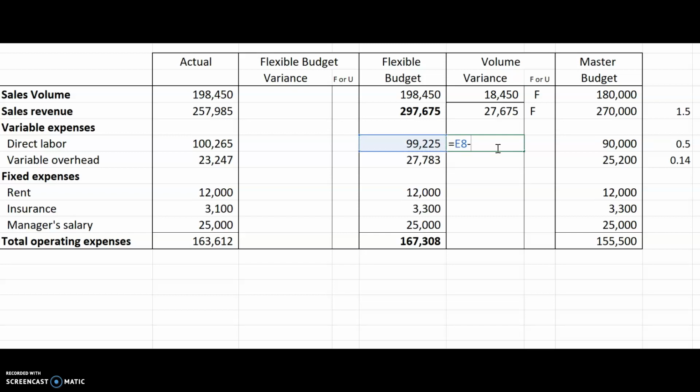Our variance for direct labor comes to 9,225. Since our direct labor is higher, that's unfavorable. Costs are higher, that's unfavorable. Same for our variable overhead. This variance will also be unfavorable. And then by definition, our volume variance will always be 0 for our fixed expenses. In my accounting lab, that's really neither positive nor negative, but my accounting lab makes you put that in as favorable.